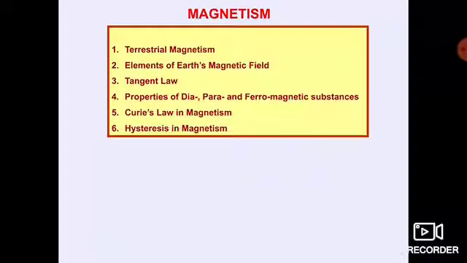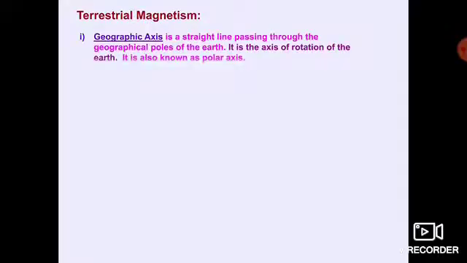Welcome students. Now in this part we study magnetism part 2. Topics which we are studying here: terrestrial magnetism, elements of Earth's magnetic field, tangent law, properties of para and ferromagnetic substances, Curie law in magnetism and hysteresis in magnetism. So first we talk about terrestrial magnetism.